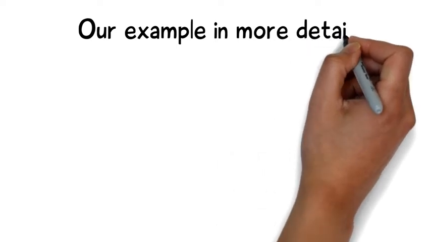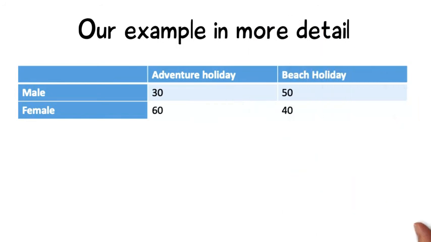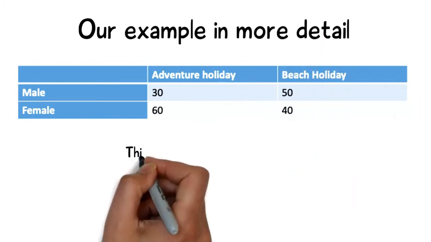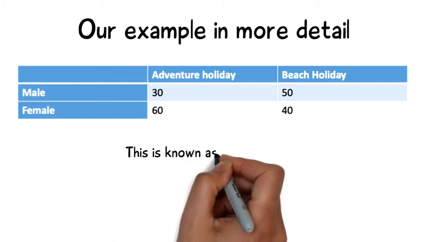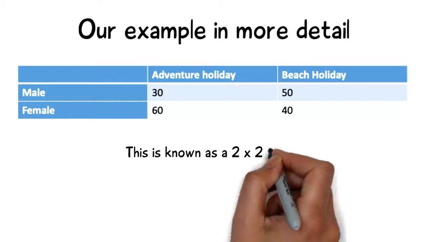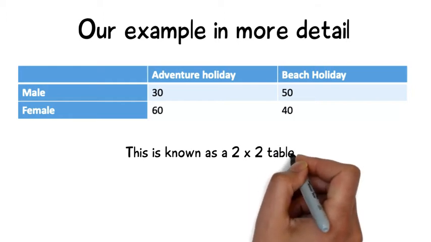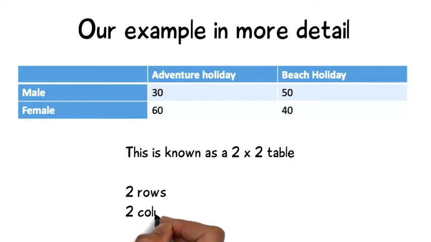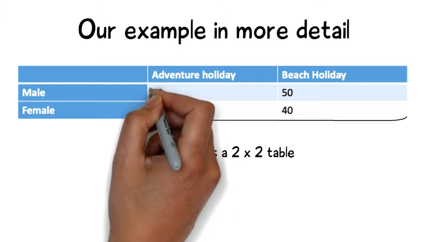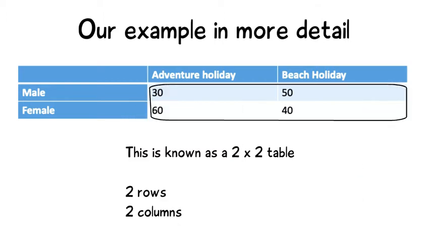So let's have a look at our example in a bit more detail. So I'm going to bring in a table. You can see it's got headings and it's got some data in the middle. Now, one thing to be really aware of is that this is known as a 2x2 table. There are 2 rows and 2 columns, and notice I'm ignoring the labels. So I'm ignoring male, female, adventure holiday, beach holiday. And as you can see there, that is the data section.